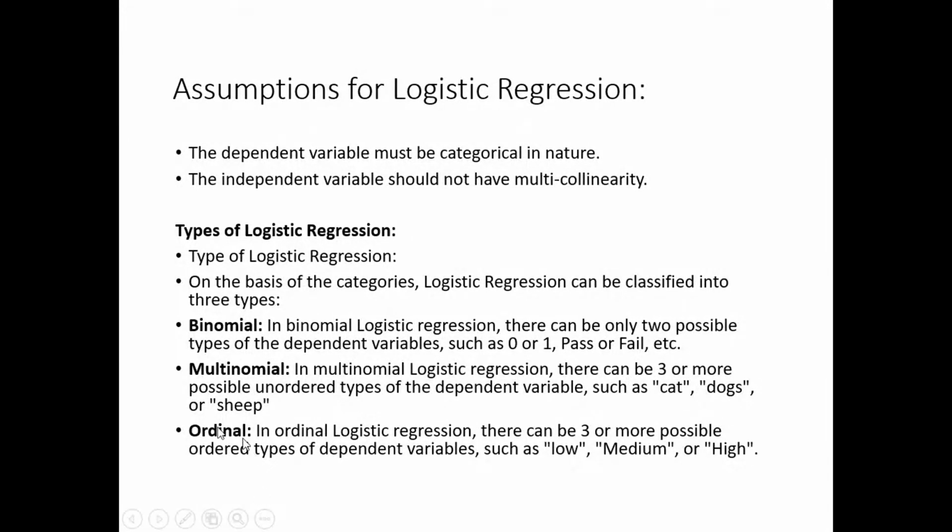But in ordinal, there can be 3 or more possible outcomes you are expecting, but they can be of an order type, depending on the order type of dependent variables such as low, medium, and high. Now you can order them. If I give these 3 names, you can order them. First, which one will come? It may be the high or low, any one of them. How are you ordering it? Okay. If I start with low, then you have low, medium, and high. You can order them.